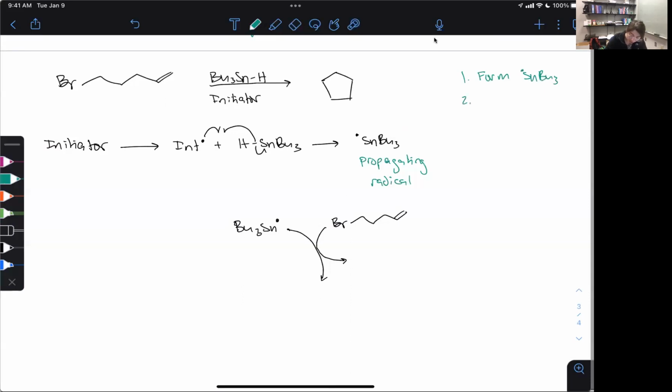Second step is going to be form the X tin bond, okay? So the other way you can think about this is break the CX bond, okay? So in this case, X is gonna be a halogen. It's often gonna be bromine, but it can be other halogens as well.